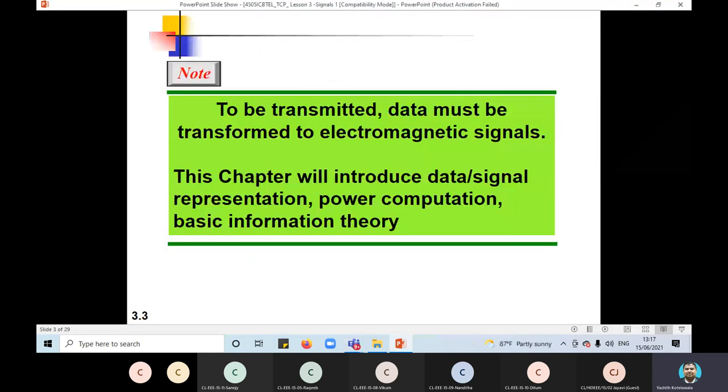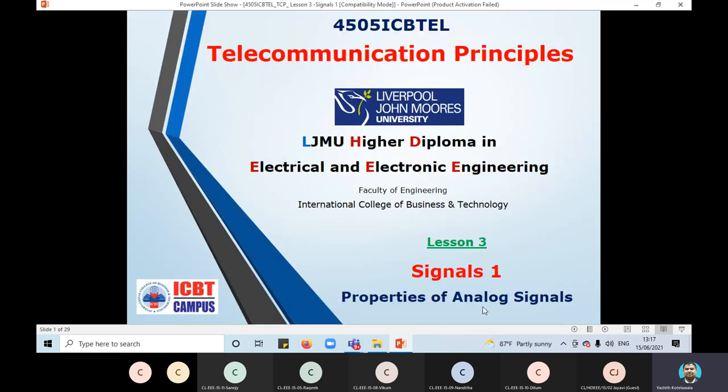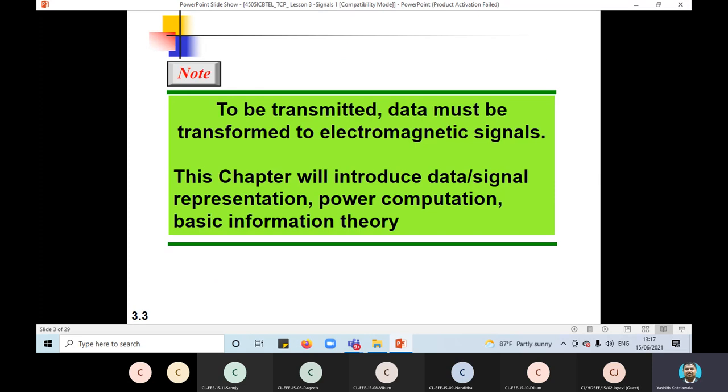So don't misunderstand, the topic of this discussion is not data and signals. Our topic is signals part one, properties of analog signals. But that lesson is based on this book and this chapter. That is the idea. Right, so let's start now.